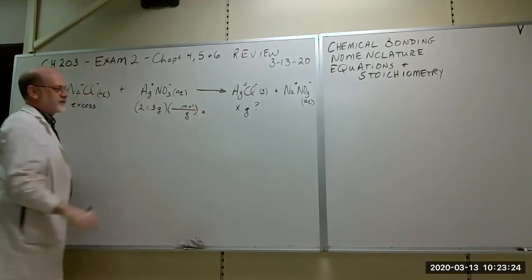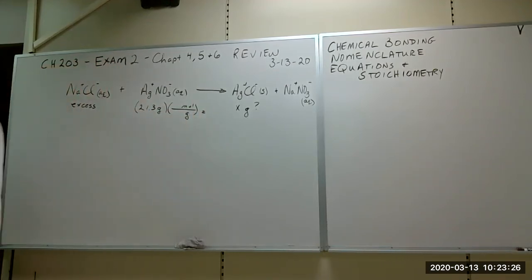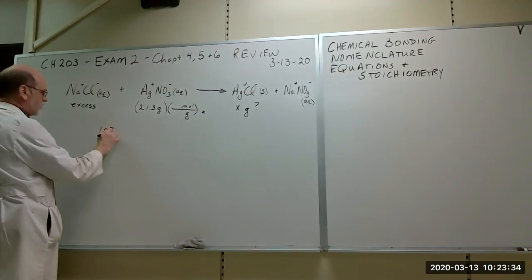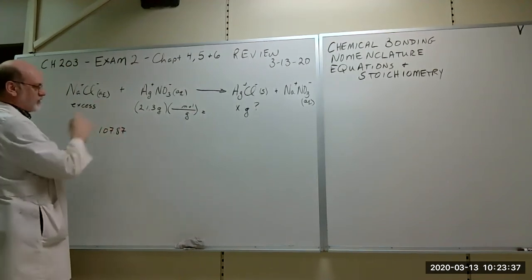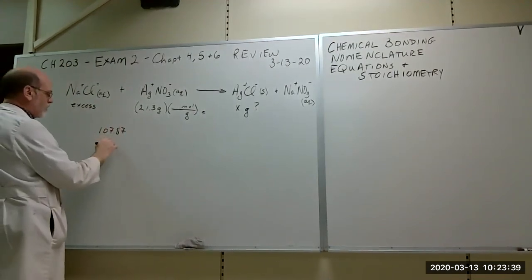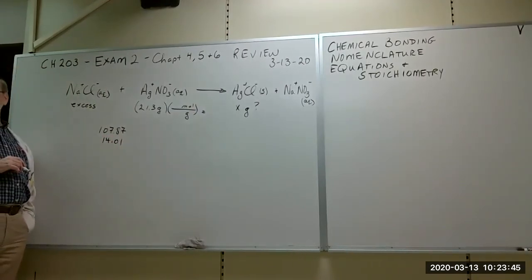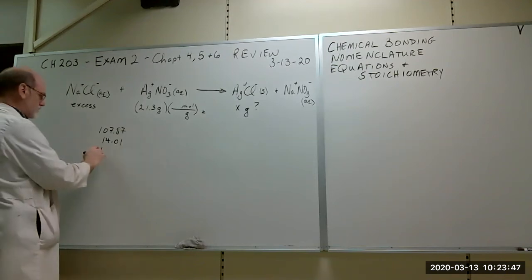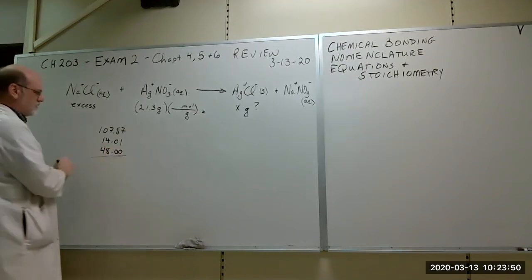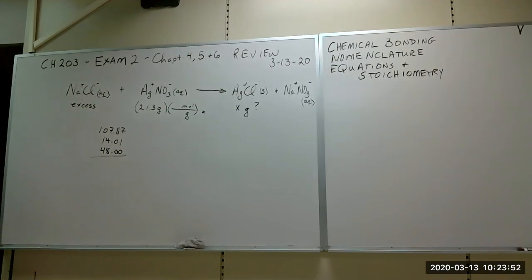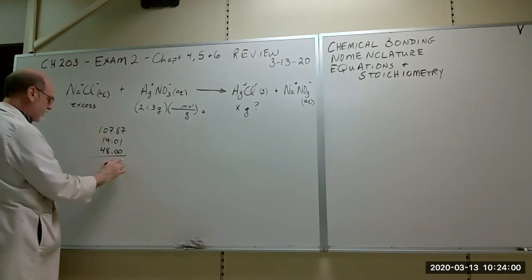We just need a molar mass for silver nitrate. Okay, so now we have to go to the periodic table. And silver is 107.87. Nitrogen is 14.01. And 3 oxygens. What's 3 times 16? 48. 2 16ths is 32. 32 plus 16, 48. Okay, so we add them together.